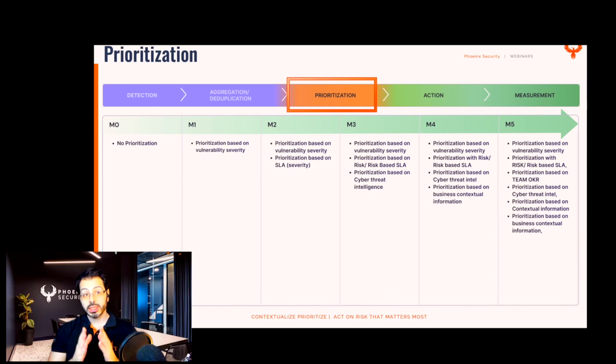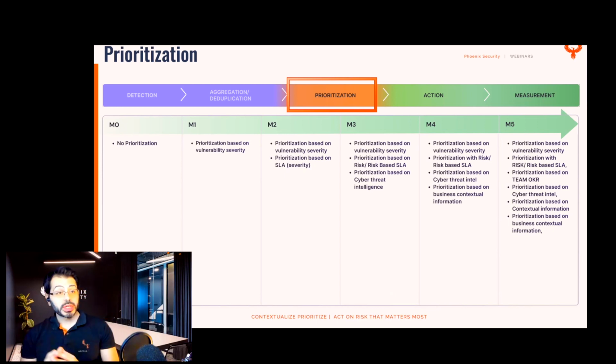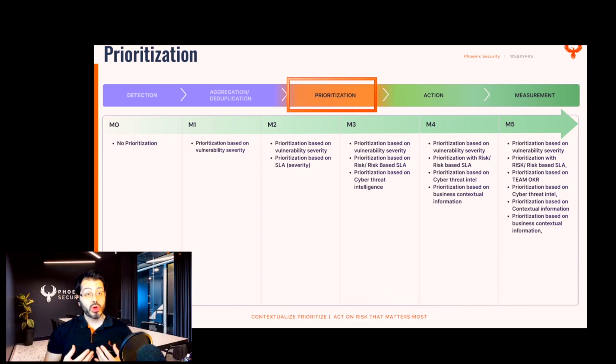What you want is a very short SLA for very risky vulnerabilities, and a more lax approach on vulnerabilities that are on the lower scale of risk. In that way, you can start focusing more on the vulnerabilities that matter more, that are more risky for the organization. And then this brings us to maturity level 4, when we bring in also the impact level of a specific system.